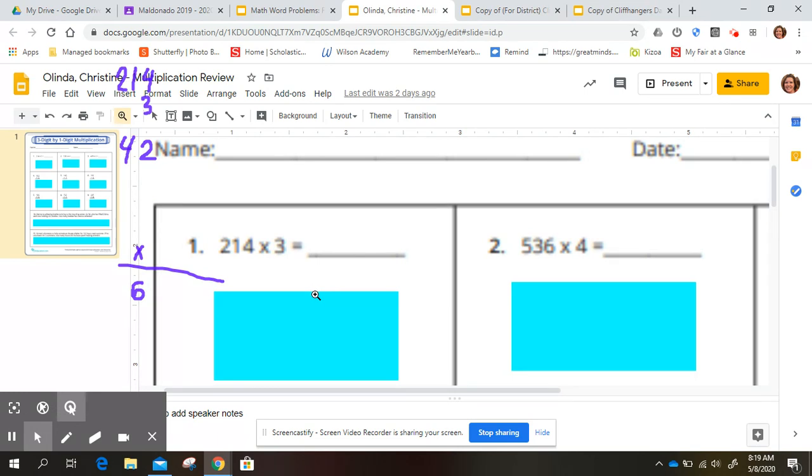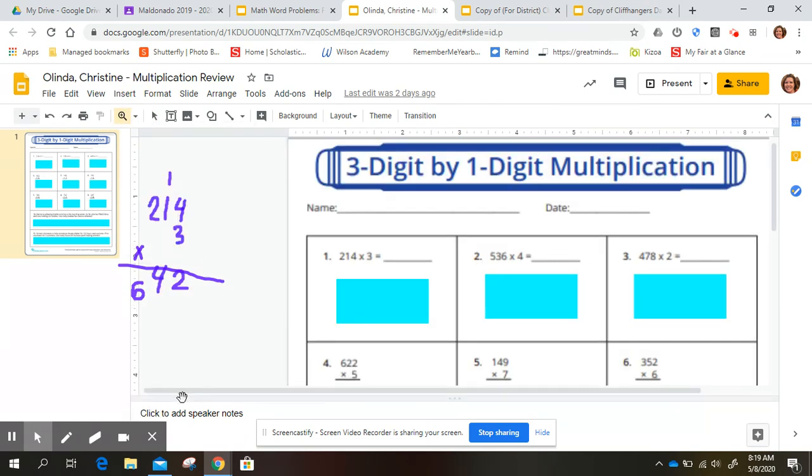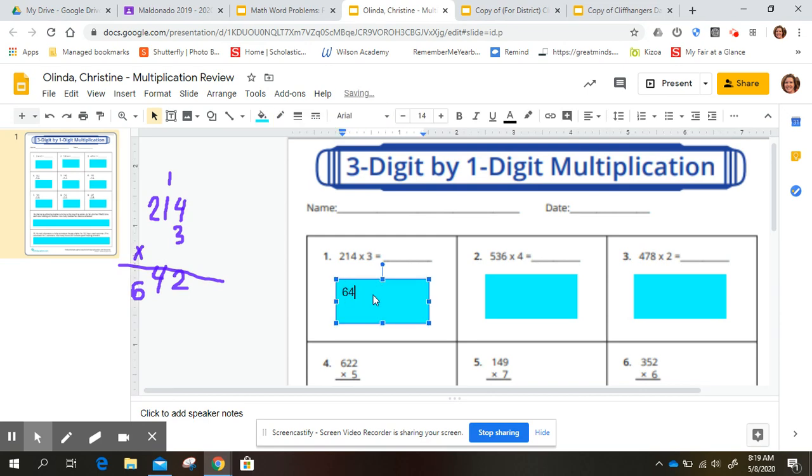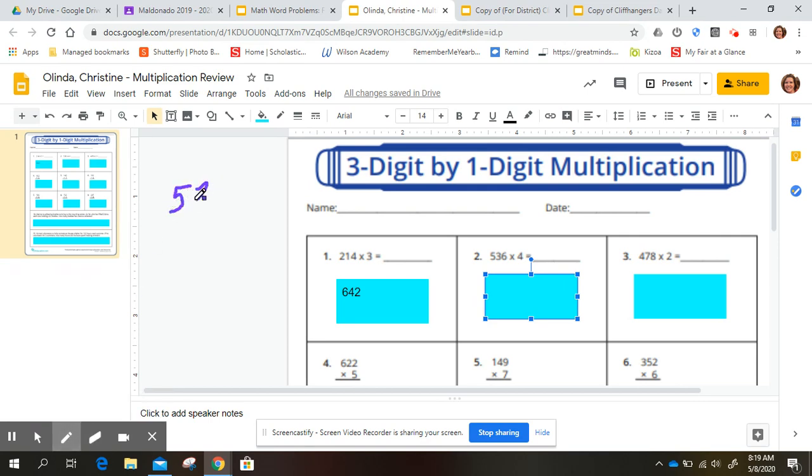And so you can type your answer into the box. And put 642. And then you can go to the next one, and we'll erase. It says 536 times 4.